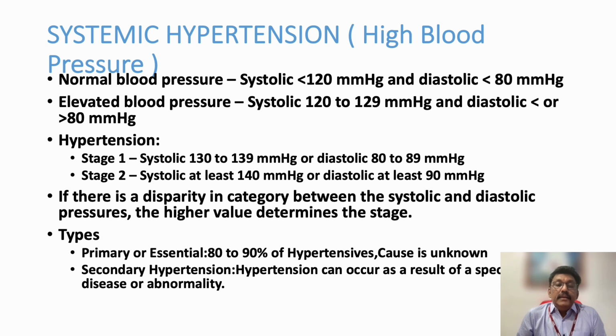Basically, systemic hypertension is divided into two major categories. One is primary or essential hypertension, without any major secondary cause. 80 to 90% of cases are due to this primary or essential hypertension. Secondary hypertension means there is a reason for it, especially an endocrine reason, renal disorder, neurological disorder, whatever it is. There is a reason for the elevation in the BP, that is secondary hypertension.